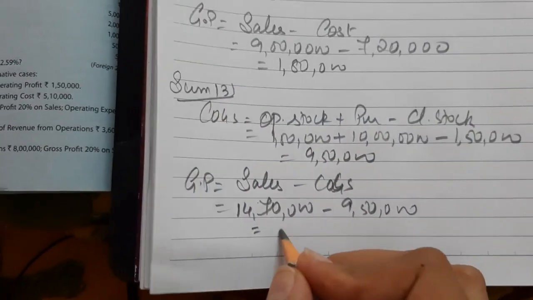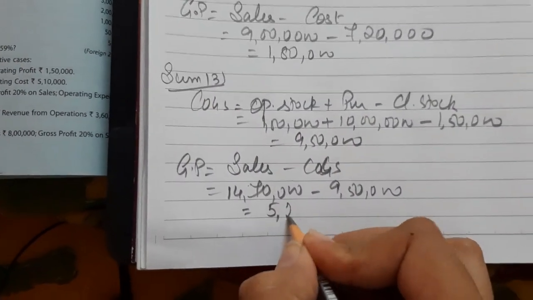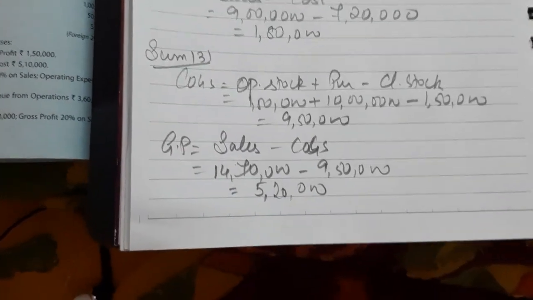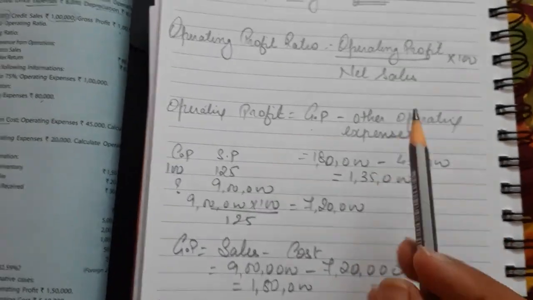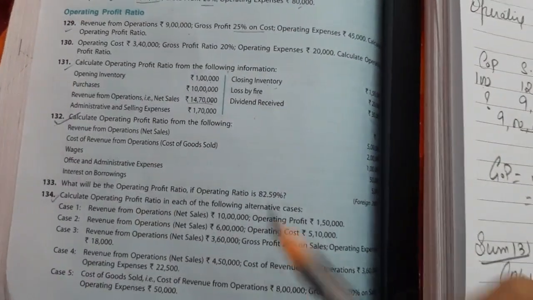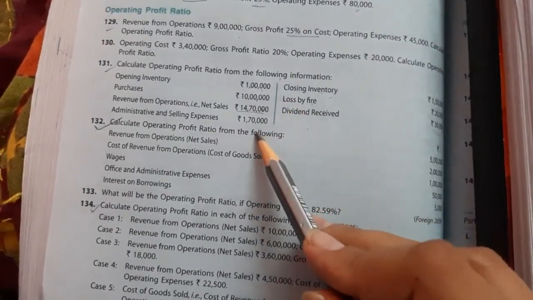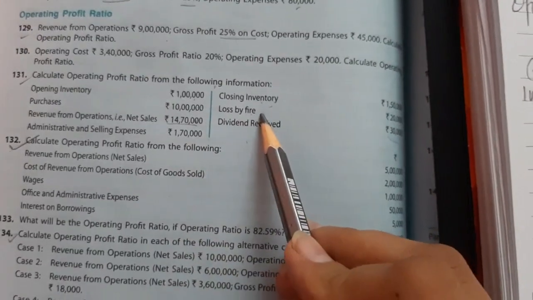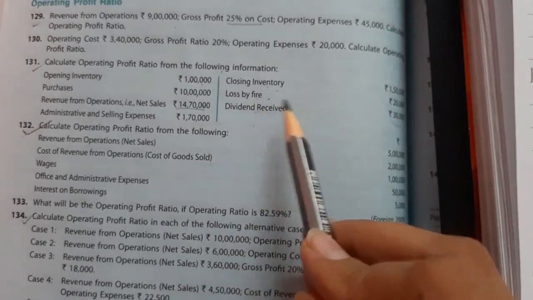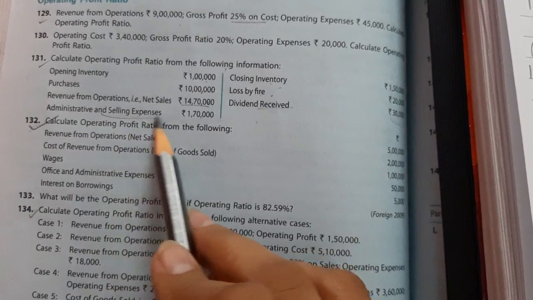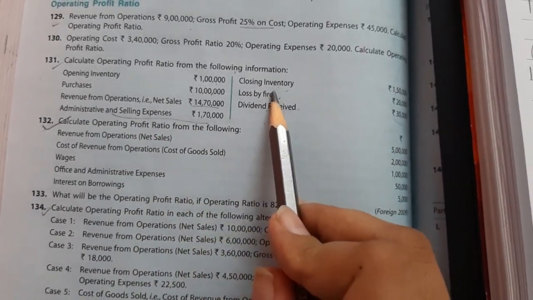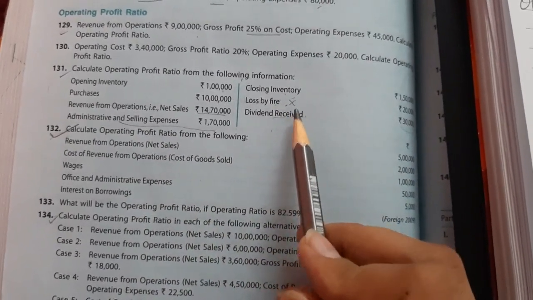So your gross profit will be 5,20,000. Now you got your gross profit. For operating profit, you have to add back other operating expenses. See, here you are given various expenses like administrative and selling expenses. Loss by fire is also an expense, and this is income. But see, this is only the operating expenses. Loss by fire is a non-operating expense, so this will not be added.